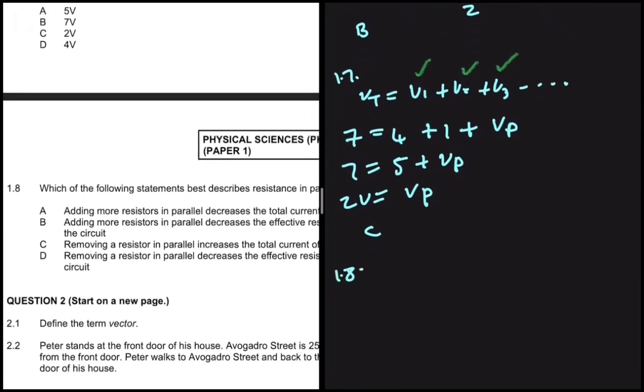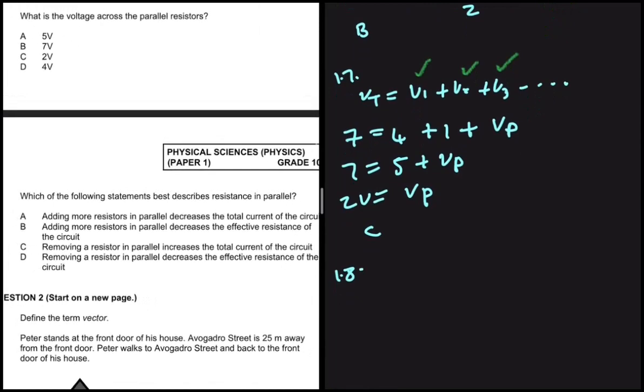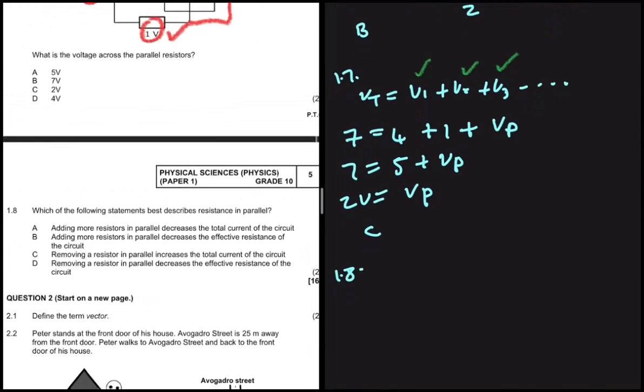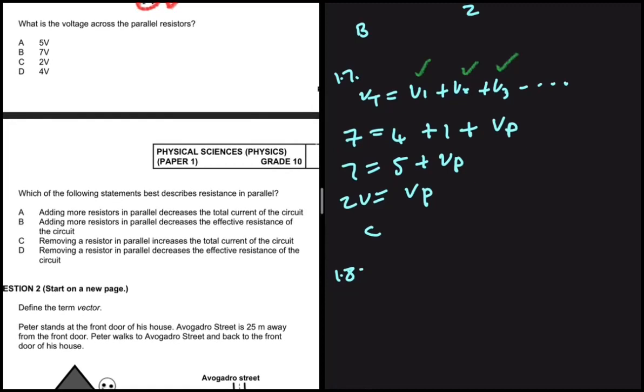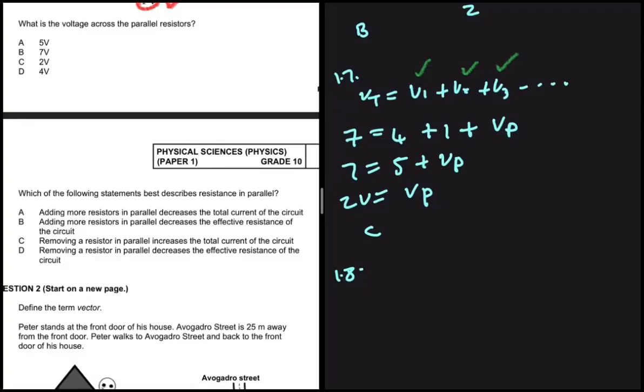1.8. Which of the following statements best describes resistance in parallel? Let's read and see what makes sense. Option A, adding more resistors in parallel decreases the total current of the circuit. That is not true. Option B, adding more resistors in parallel decreases the effective resistance of the circuit. We know that to be true, so the answer to 1.8 is actually B.